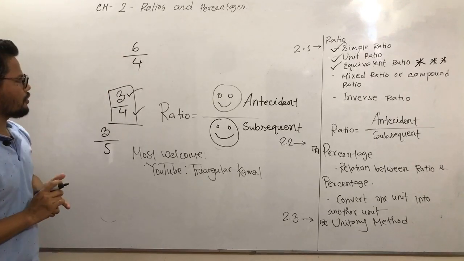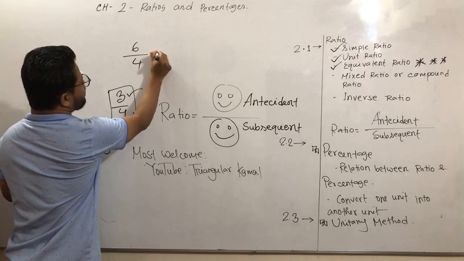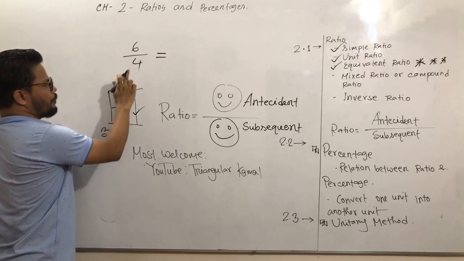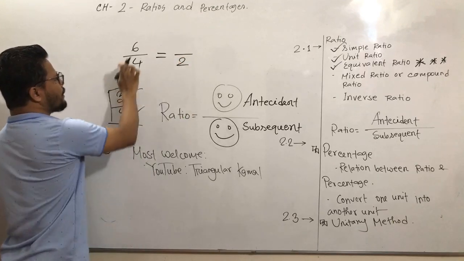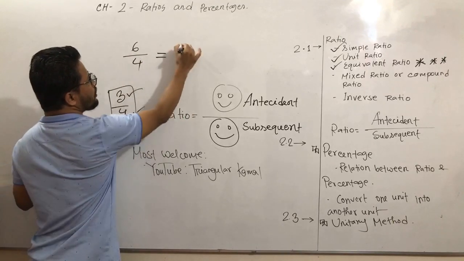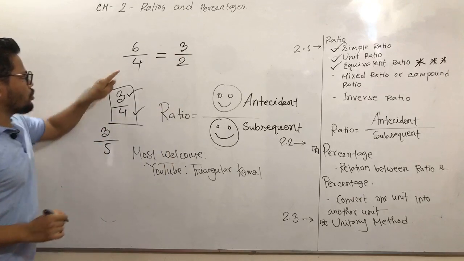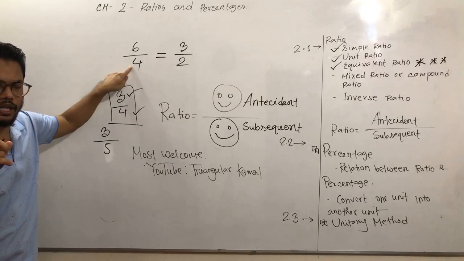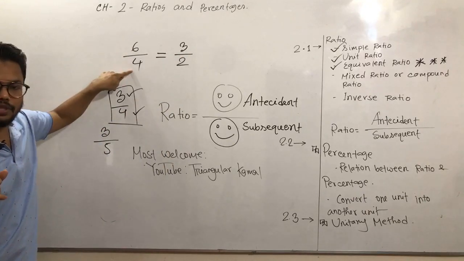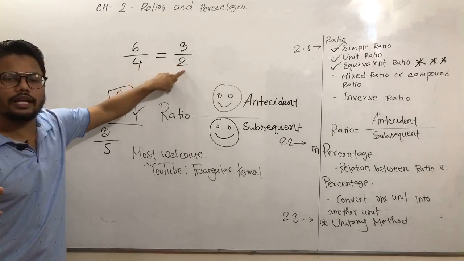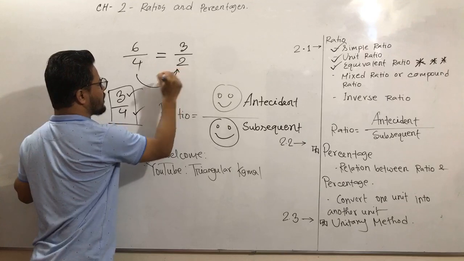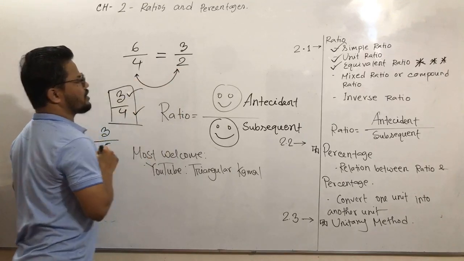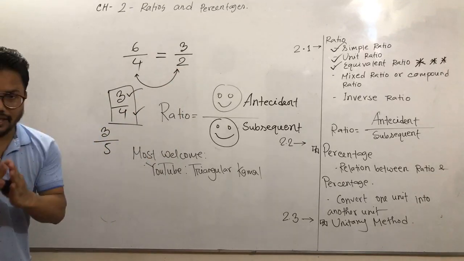subsequent is 4. But if you divide both by 2, if you divide 4 by 2, you will get 2. If you divide 6 by 2, you will get 3. So by dividing the antecedent and subsequent by the same number, you will get another ratio. This new ratio is an equivalent ratio of the previous ratio. So this is the divide method.